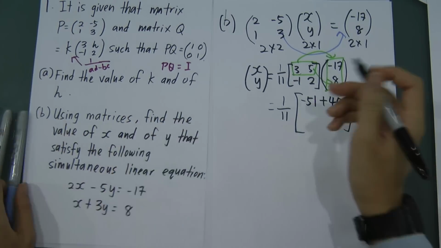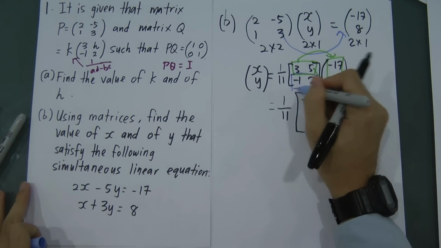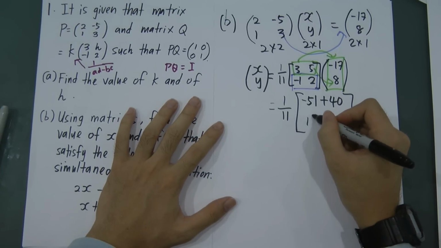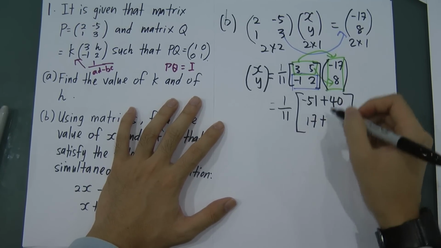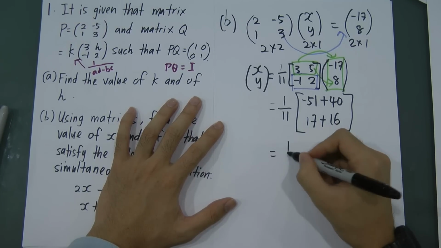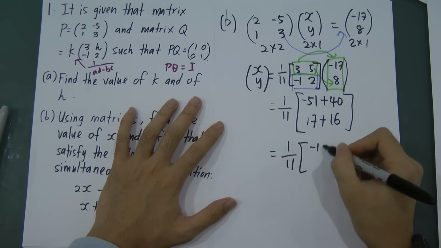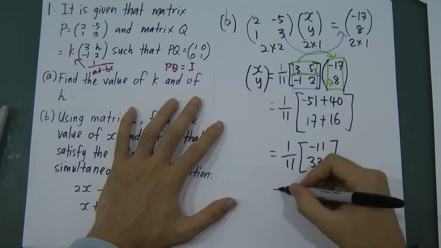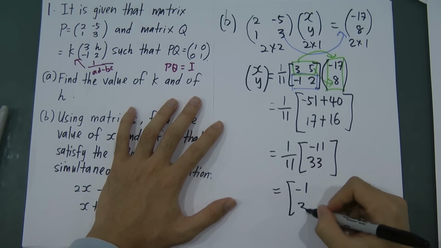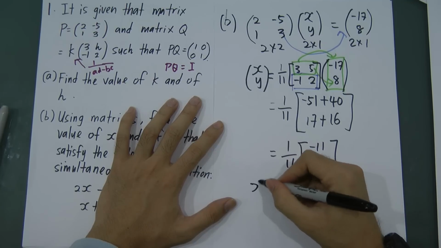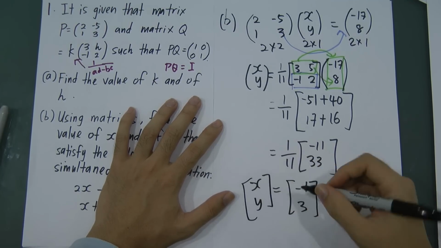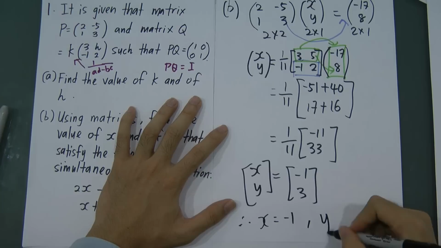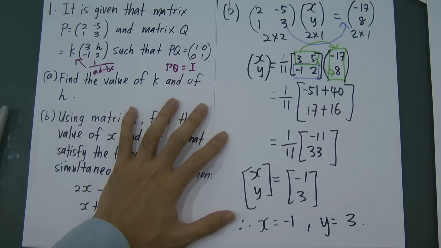Then the other combination is horizontal multiplied by vertical. So negative 1 multiplied by negative 17, I got 17, plus 2 multiplied by 8, I got 16. So therefore this is 1 over 11, this is negative 11, and this one is 33. I just multiply this into both of these, and I get negative 1 and 3. This is x and y. Therefore from here I got x equals negative 1 and y equals 3.